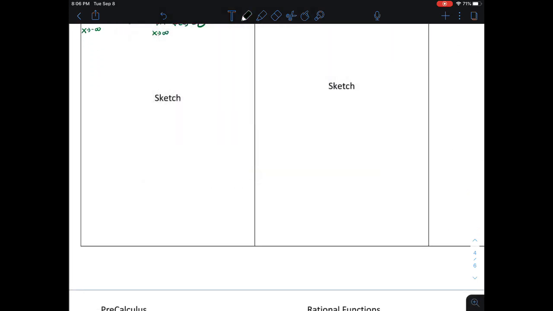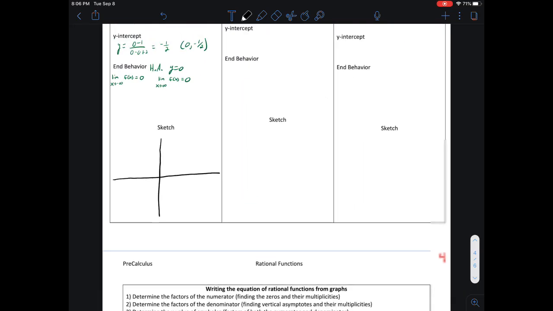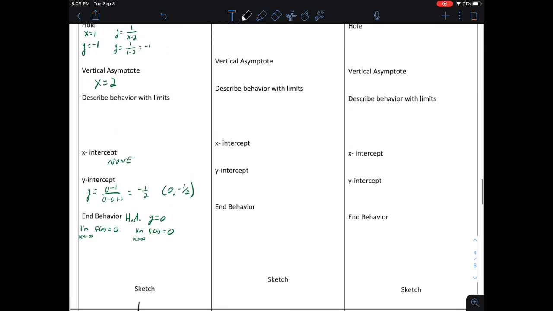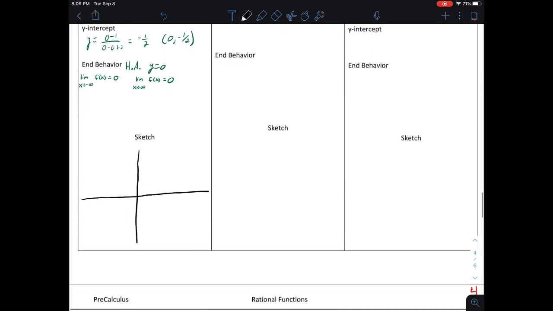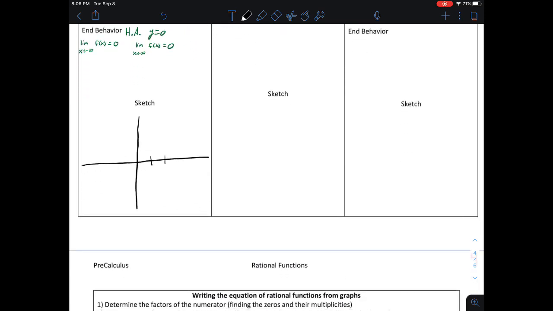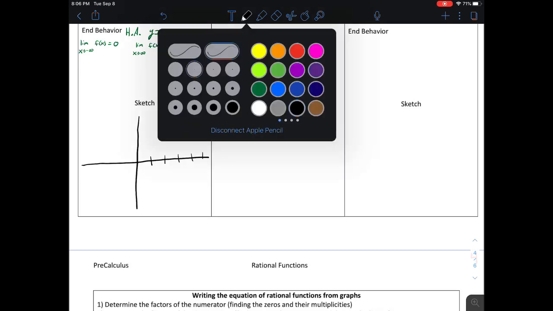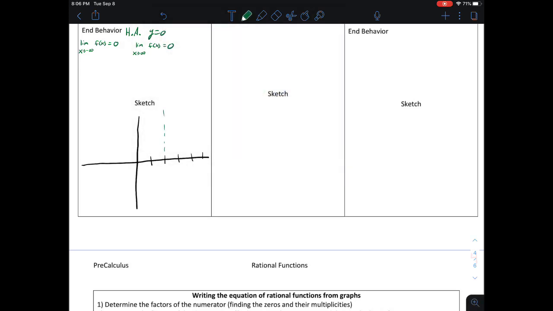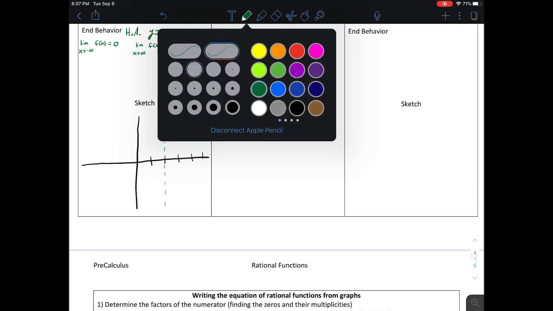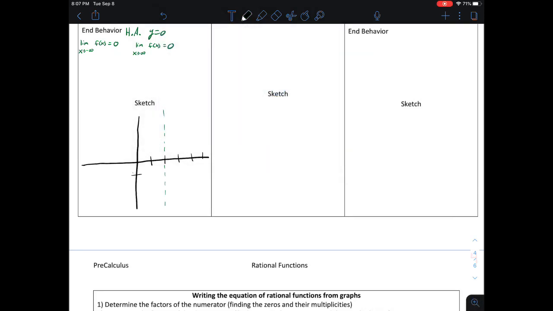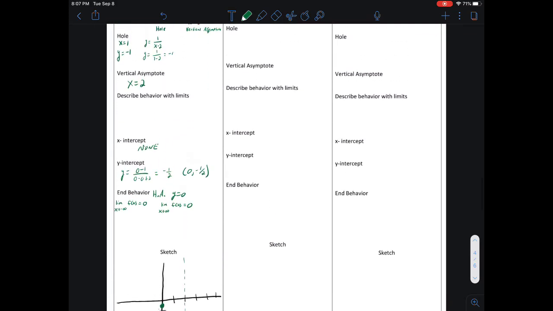So, a real rough sketch. Make a y-axis. Make me an x-axis here. We don't have any x-intercepts to worry about, but I'm going to make my vertical asymptote at 2. So for the vertical asymptote, make a dashed vertical line. All right, we do have a y-intercept of negative 1/2. So I'll put a dot somewhere in there. And that's about all we have to work with.